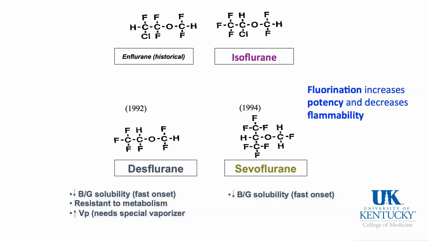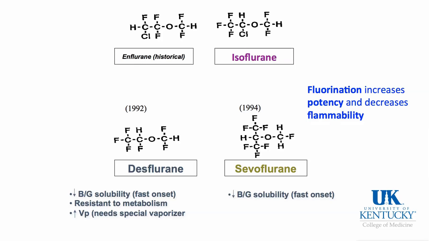So if we look at these structures in more detail, you can see desflurane and sevoflurane at the bottom. Desflurane has very low blood gas solubility and very fast onset and offset, making it a clinically very useful inhaled agent. It is very resistant to metabolism, but it needs a special vaporizer to deliver it because of its high vapor pressure. While sevoflurane initially was noted to kill kidneys in rats because of something called compound A, a metabolite of it. But in humans, that has been shown to not be a big issue.